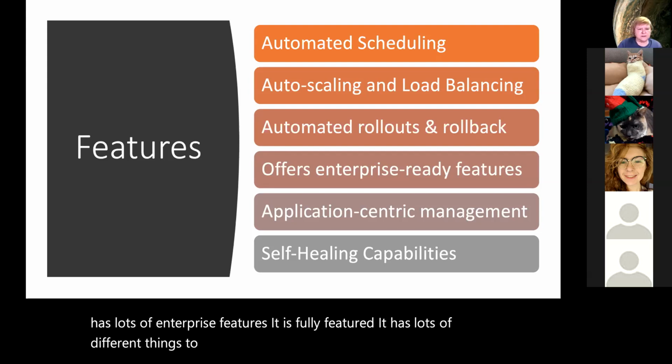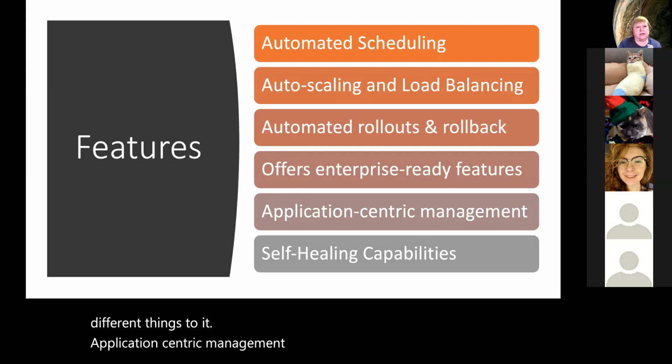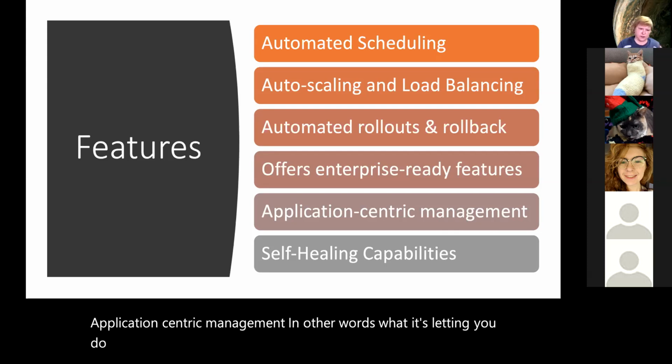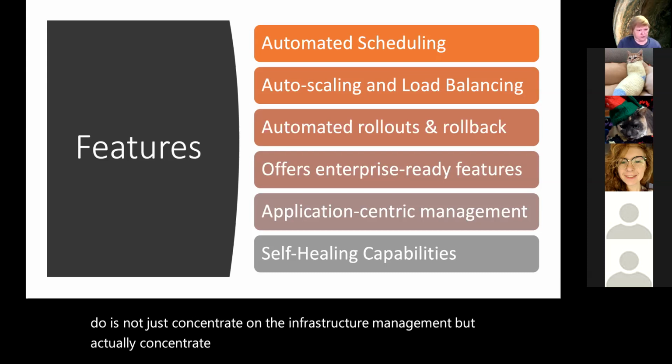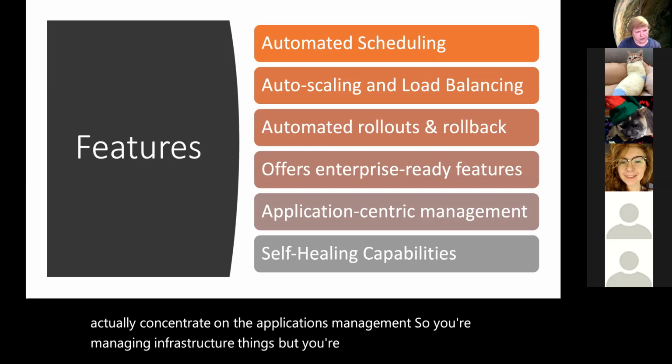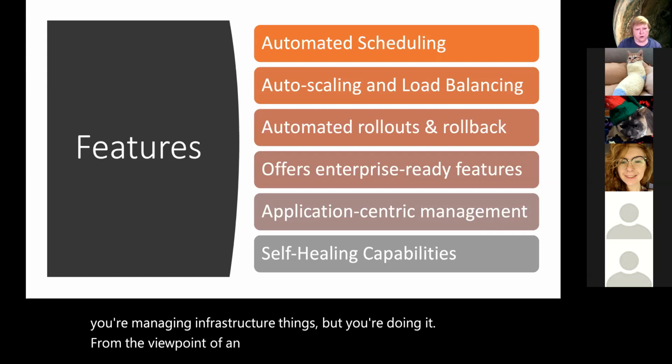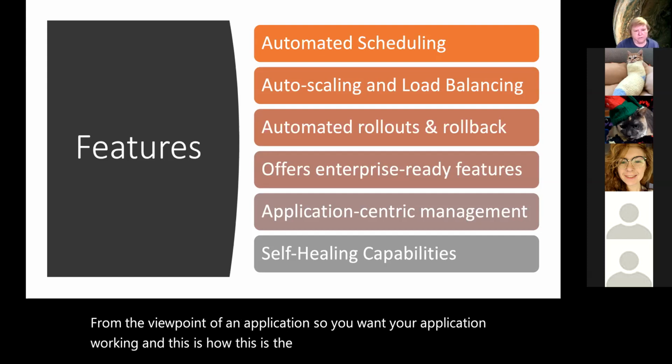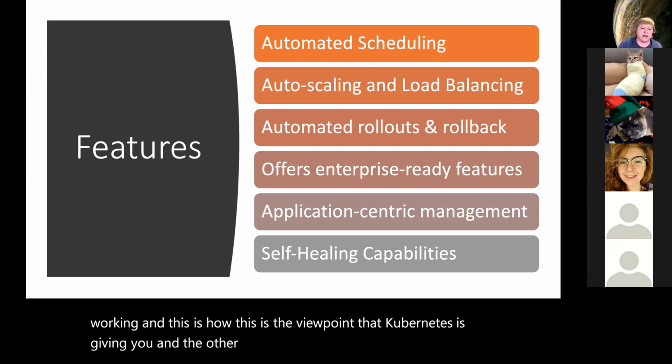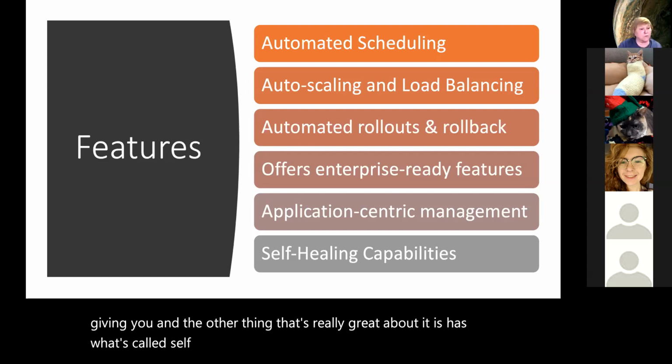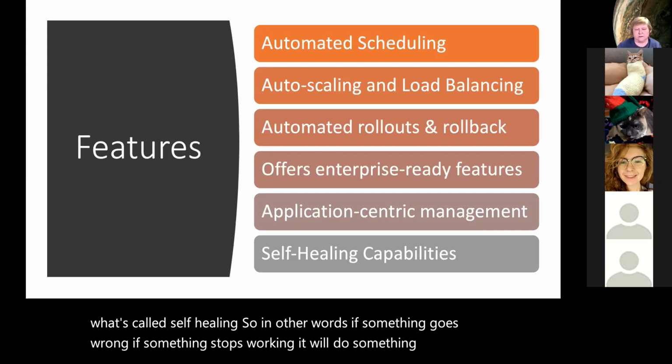It's application-centric management. In other words, what it's letting you do is not just concentrate on the infrastructure management, but actually concentrate on the applications management. So you're managing infrastructure things, but you're doing it from a viewpoint of an application. So you want your application working, and this is the viewpoint that Kubernetes is giving you. And the other thing that's really great about it is what's called self-healing. So in other words, if something goes wrong, if something stops working, it will do something to heal that problem.